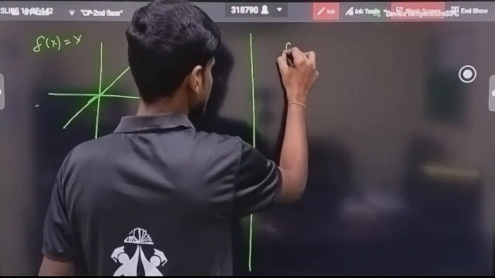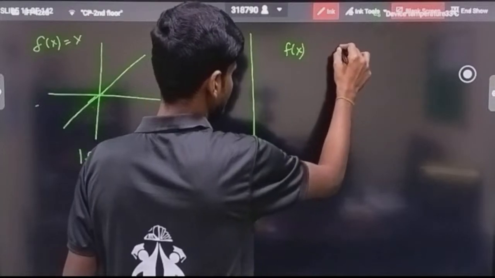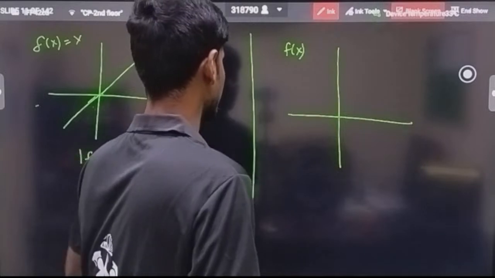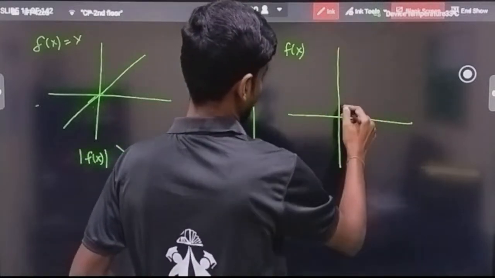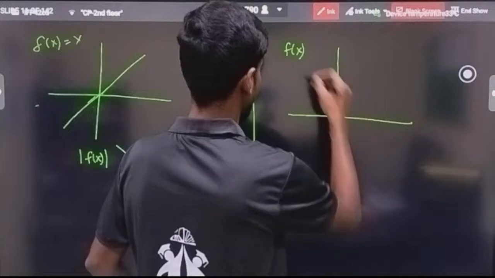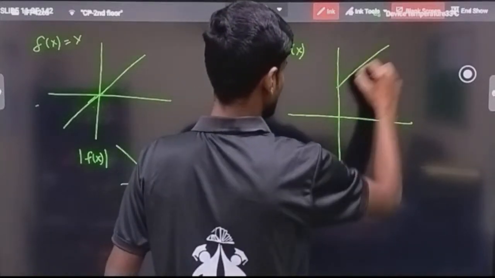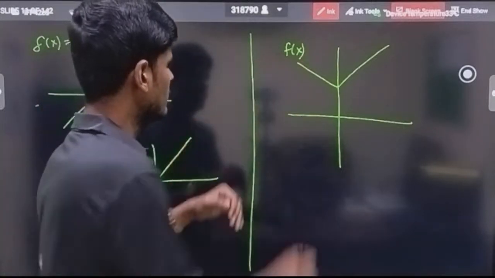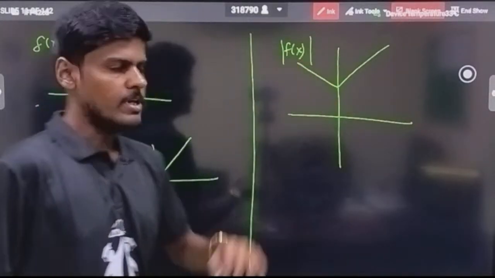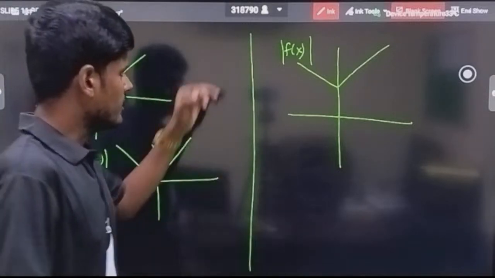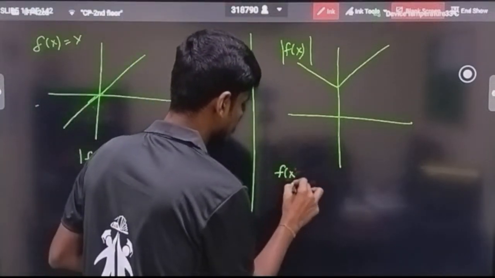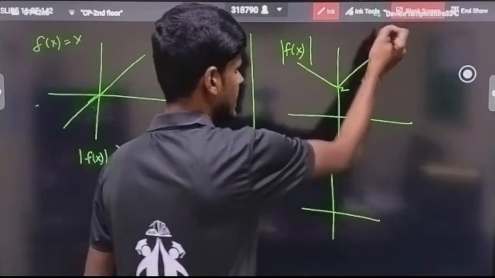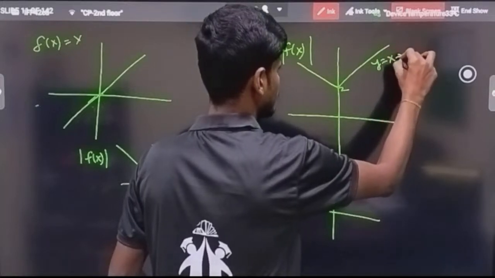Suppose let's define mod f of x as, consider it like this, mod of f of x. Then what is the possibility of f of x? F of x can be a function which is defined by, say this point is 2 for example. This line represents y is equal to x plus 2.